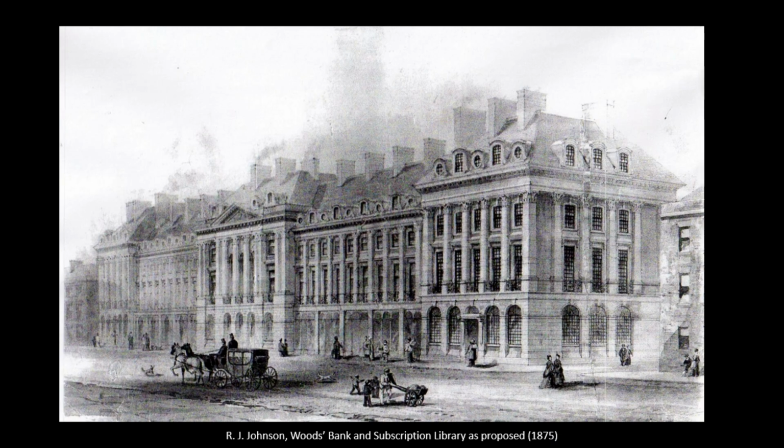The well-known Newcastle architect Robert James Johnson supplied the designs, and this is a rare image showing what he envisaged, a parade of uniform classical grandeur. Had it been built, it would have elevated Sunderland's architecture to a high level.